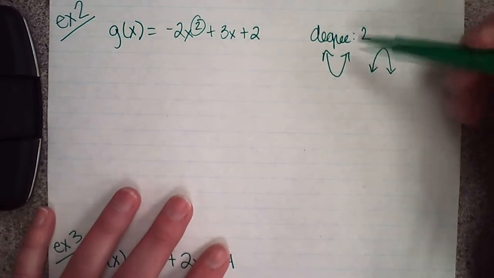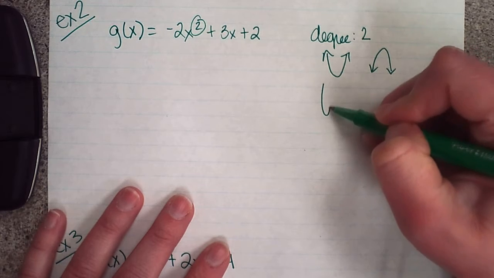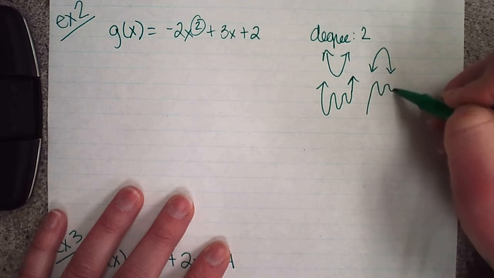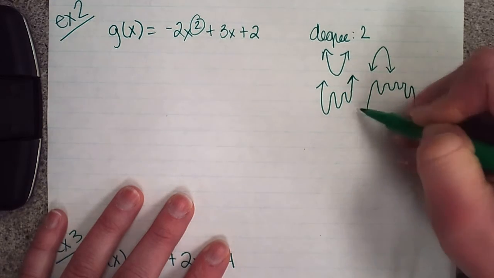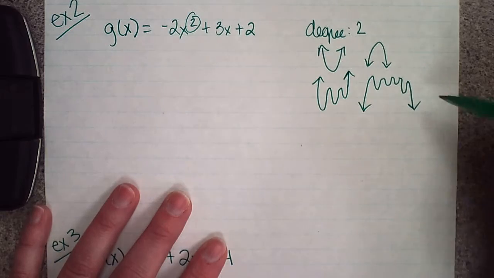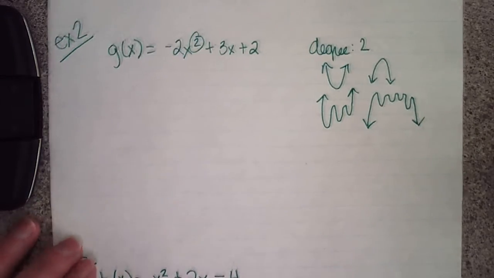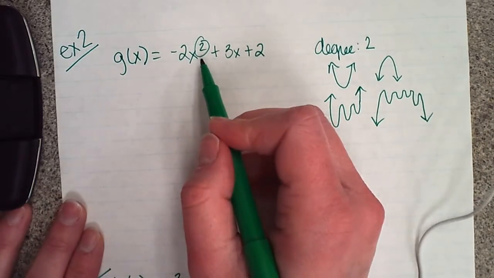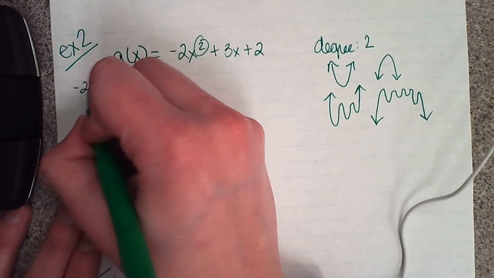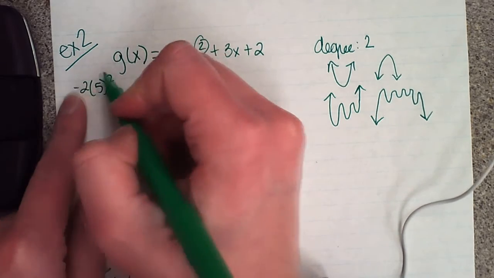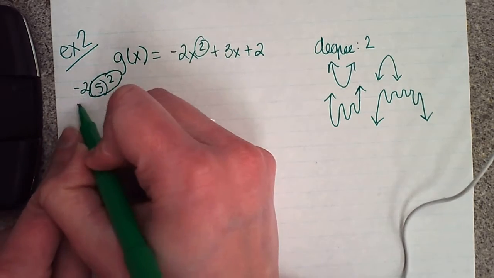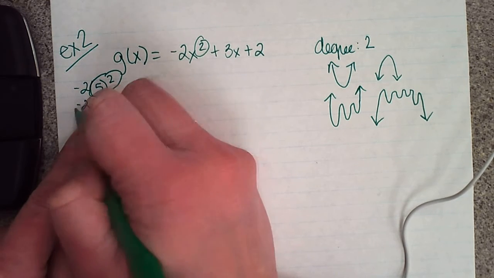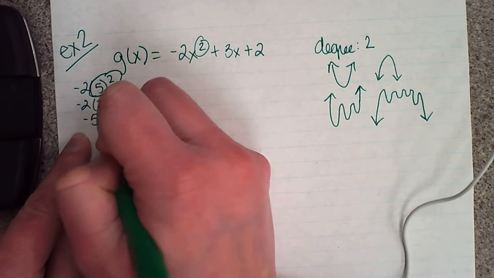An even degree will always do that. It does not matter. It could possibly do something like this in the middle, or it could wiggle a whole bunch of times. But either way, both ends are going to face that same direction because it's an even degree. So again, I'm going to do some test points, and I'm going to do 5 again. That's an easy one. So negative 2 times 5 squared. I'm going to do 5 squared first, right? Do those exponents first. That's going to be 25. And then if I multiply 25 times negative 2, that's going to be negative 50.